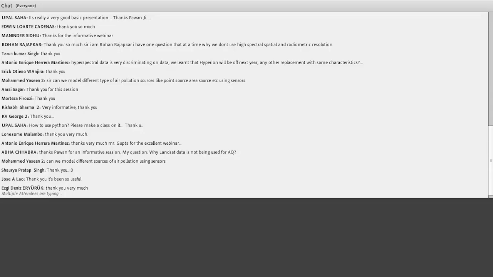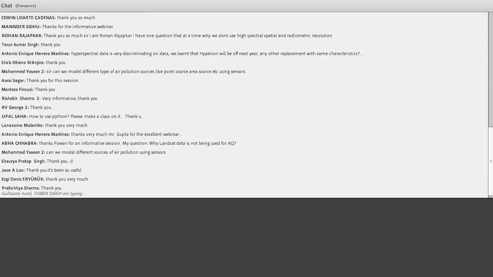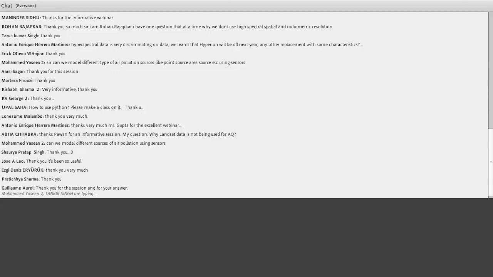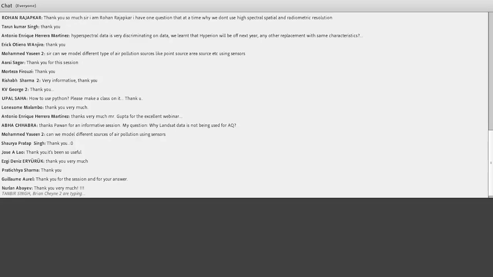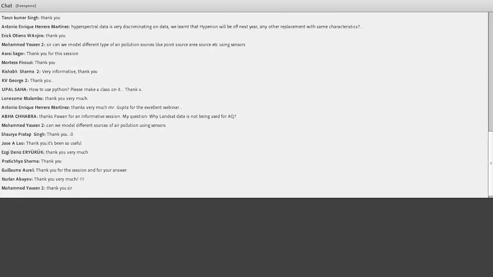Another question I see is, since OMI has 13 by 24 kilometer resolution, would it be possible to detect a specific constituent emitted from an industrial stack? Okay, this is a very interesting question. So yes, OMI's spatial resolution is coarse. Detection of emissions from an industrial stack will depend on how consistent that emission is, and whether there are any other sources of similar emission in that region.